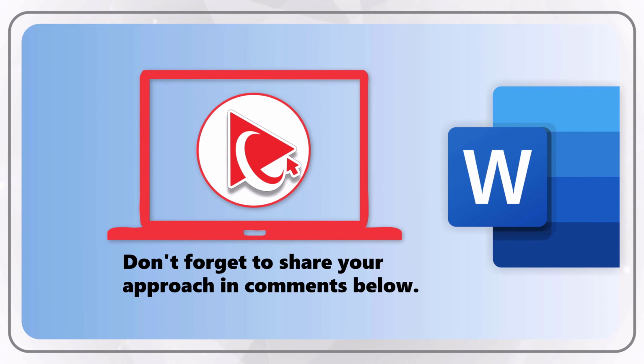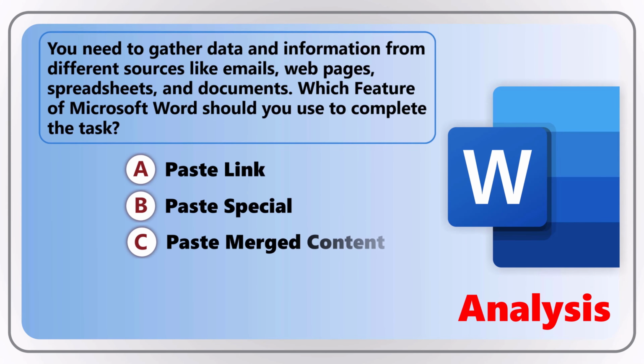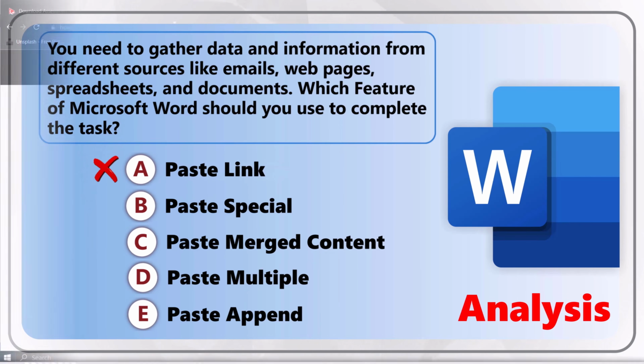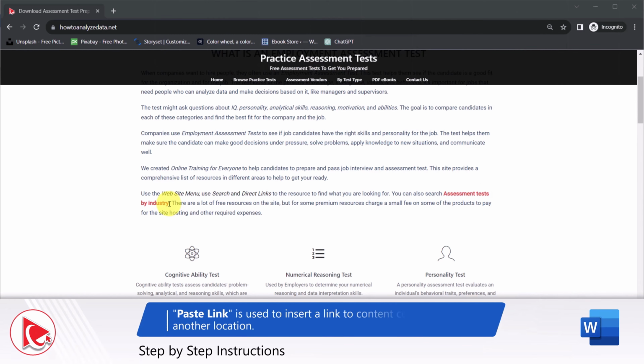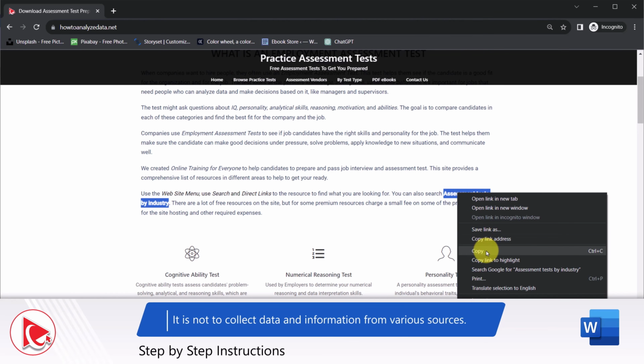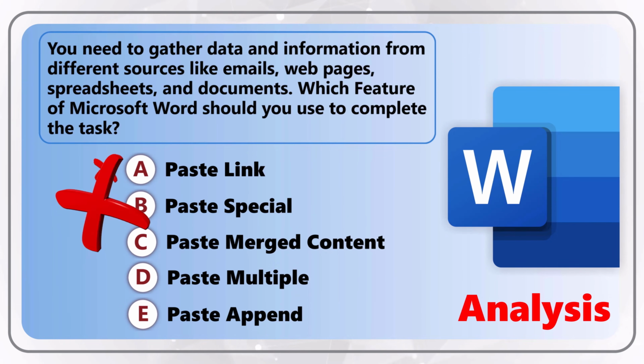Let's reveal the solution now. As usual, to find the right solution, we will assess each answer choice that has been presented. Let's start with the first choice on the list. As you might have guessed, choice A, paste link, is incorrect. Paste link is used to insert a link to content copied from another location, not to collect the data and information from various sources. Choice B, paste special, is also incorrect.